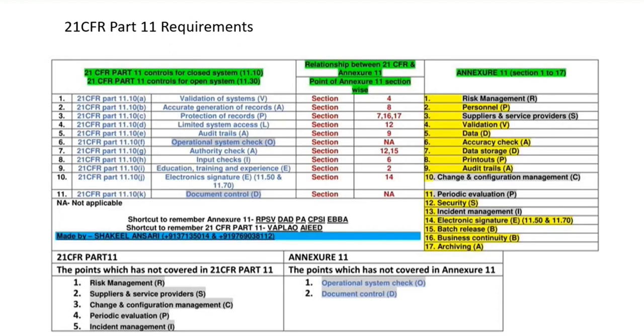And this is just a difference of Annex 11 and 21 CFR Part 11. Some of the things they have added more, like the risk management, and then there is supplier change and configuration management, periodic reviews. So all that they've added: batch releases, business continuity, all the new additional features they've included in Annex 11. So that is how it is actually, but mostly it is similar, and some additional features are covered as part of other regulations like information security, or HIPAA, or data privacy regulations. So all that will be covered.